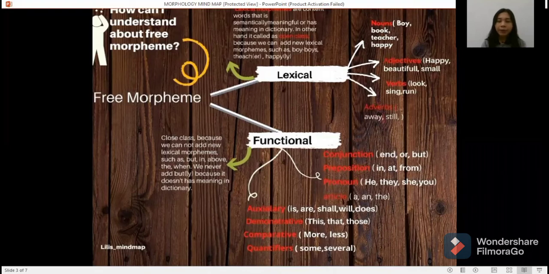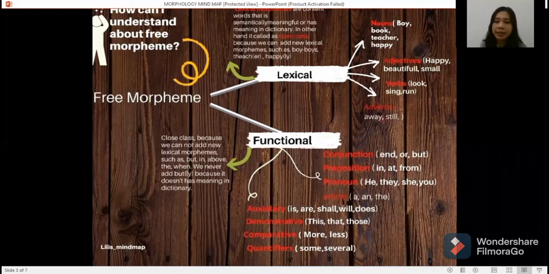Okay, above functional, there are eight types. There are eight kinds of words included in it. The first one is conjunction, such as and or but. Prepositions: in, at, from, and so on. There are so many prepositions in the words in the sentence, right?